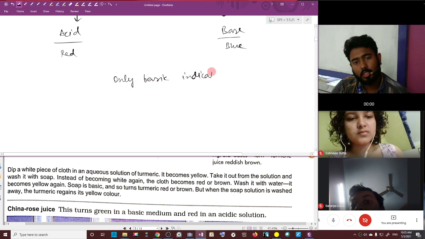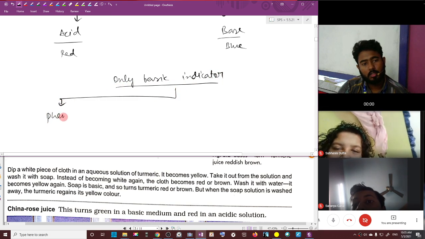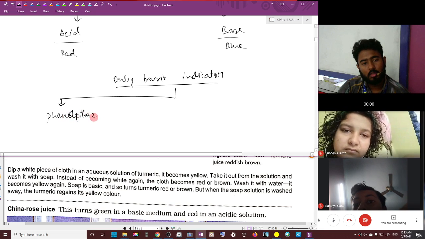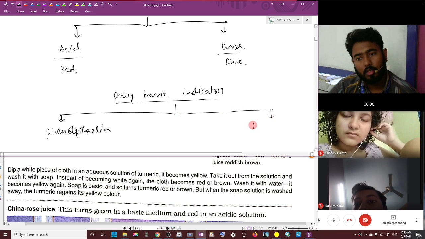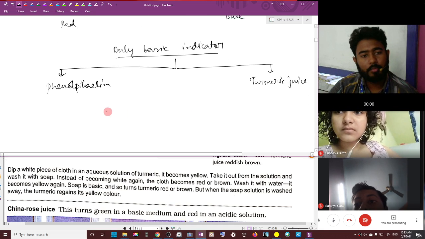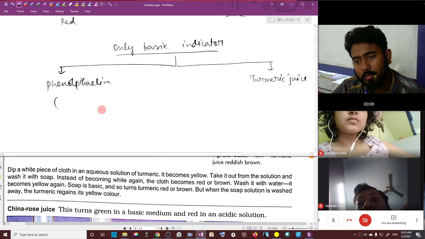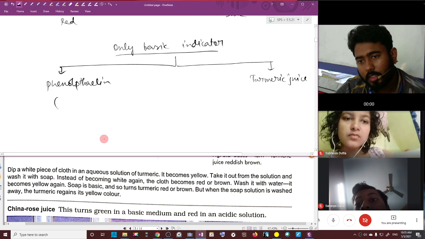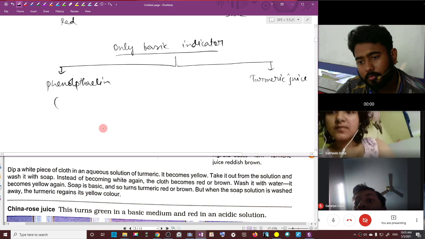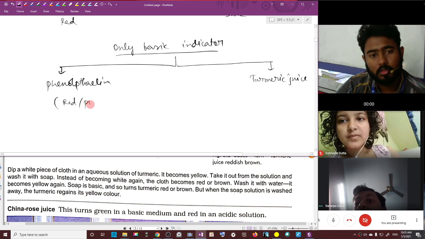But if you look at only basic indicators, that is, which indicate only bases, we have two things. One is phenolphthalein, another one is turmeric juice. What happens to phenolphthalein? What is the color of phenolphthalein in basic medium? I just told you. Red or pink. You forgot so fast.